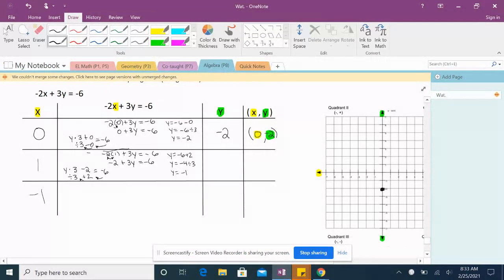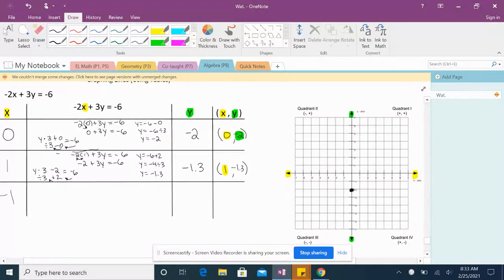This decimal is -1.3. Este decimal es -1.3. So the value for y is -1.3. El valor por y es -1.3. And the ordered pair is 1, negative 1.3. Y el par ordenado es 1, negativo 1.3. The value for x is 1. El valor por x es 1.